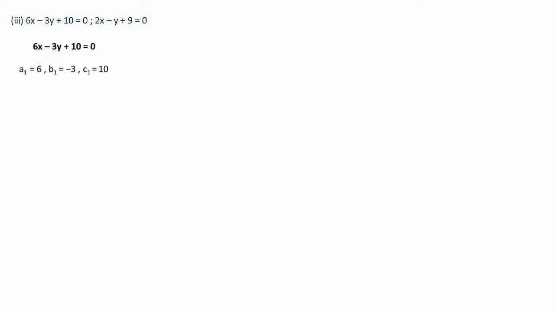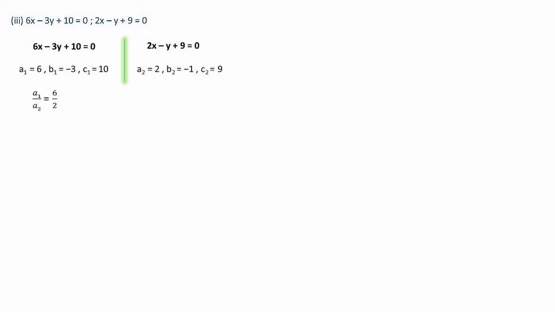From here let's write a1, b1, c1. a1 is 6. b1 is minus 3. Please don't forget to take the negative sign. And c1 is 10. Next equation, when you take 2x minus y plus 9 is equal to 0. Here also a2 is 2, b2 is minus 1 and c2 is 9.